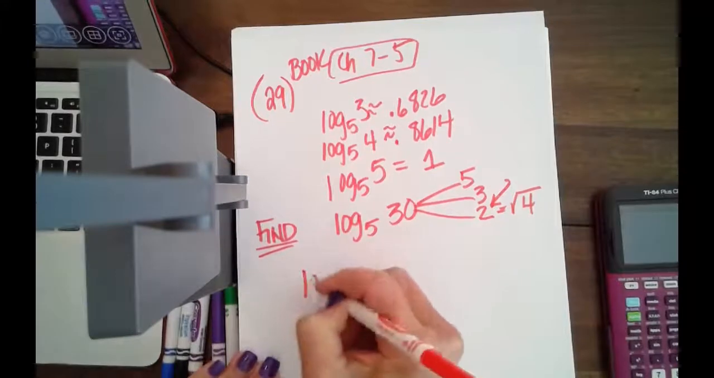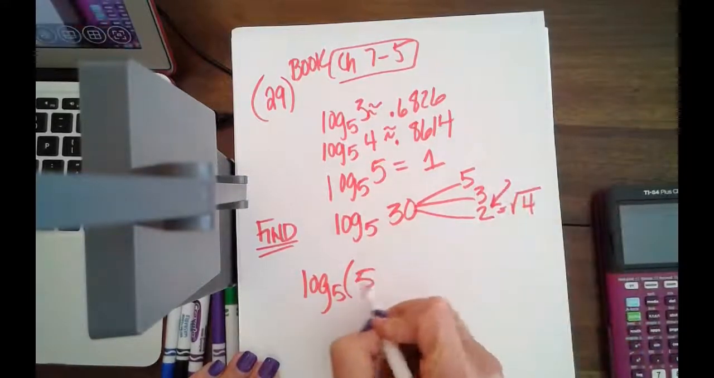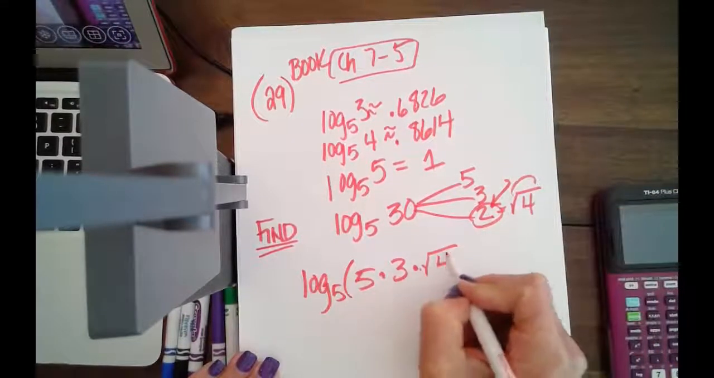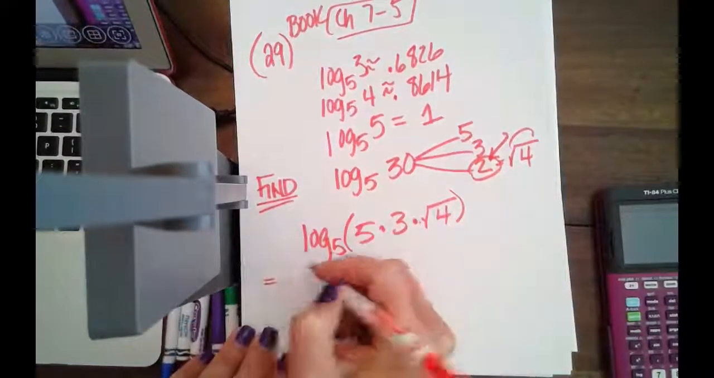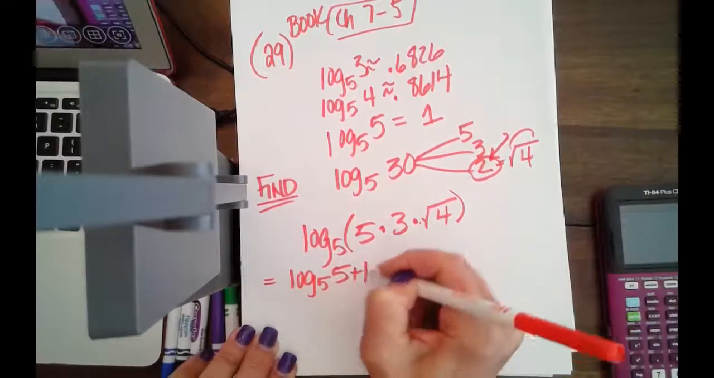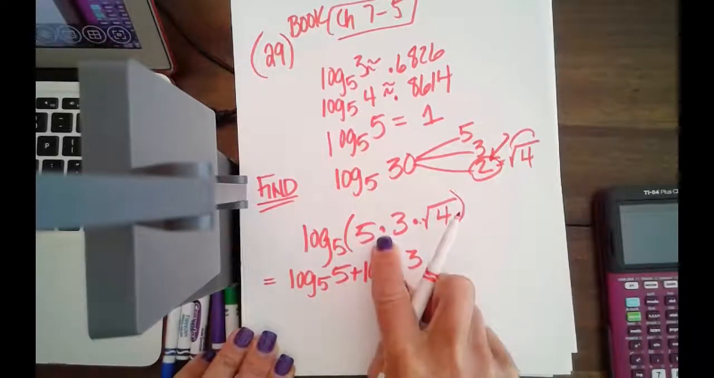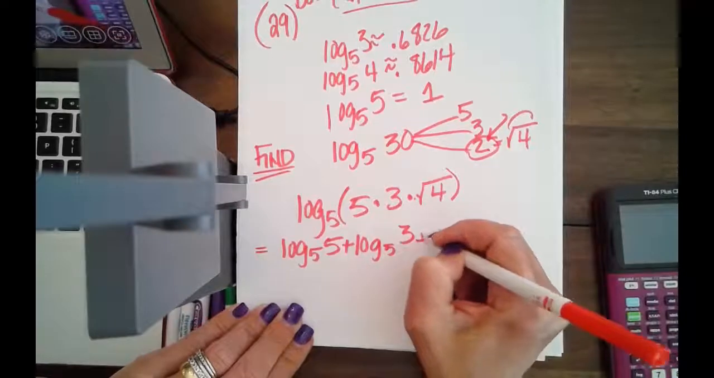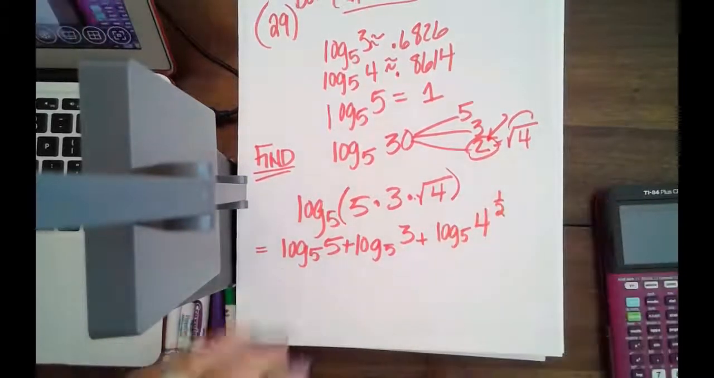We're going to say log base 5. We're going to expand this Brock out into 5 times 3 times 2, which we're going to write as the square root of 4 because we have a 4 and we can take the square root of it to use it. Okay, so this is going to give us log base 5 of 5 plus log base 5 of 3. I'm using addition because remember, multiplication turns to addition when you're expanding. And then that's going to be plus log base 5, and 4 to the 1/2 is the same as taking the square root of it.